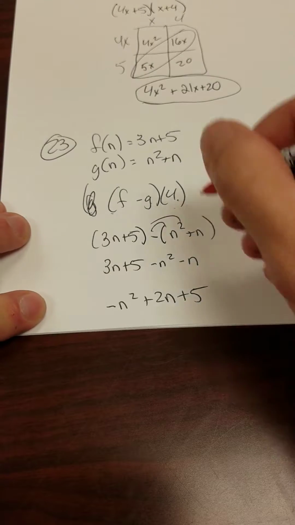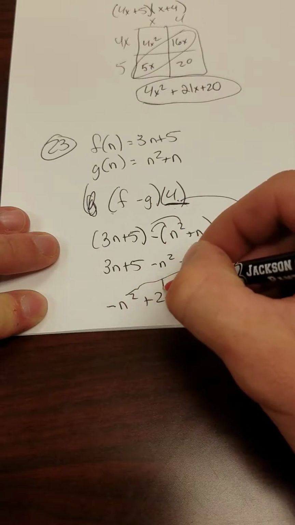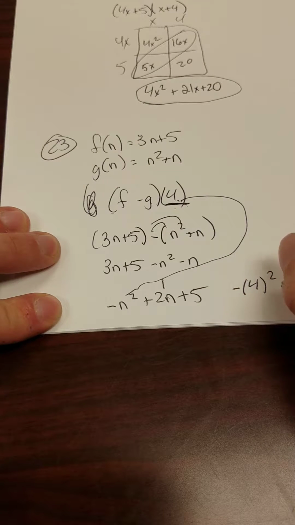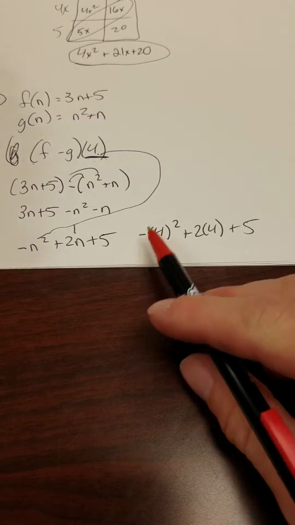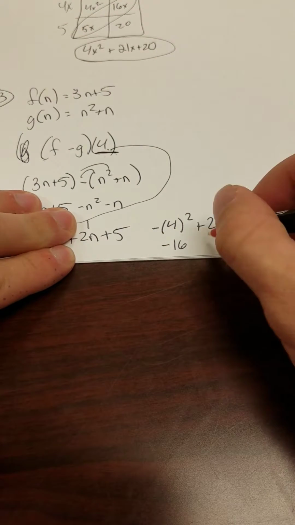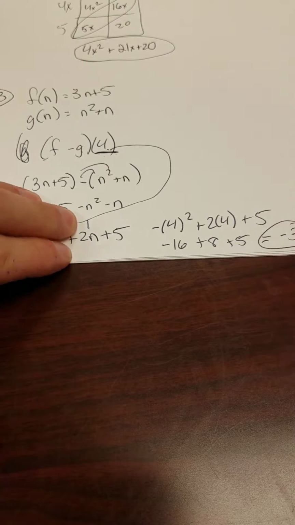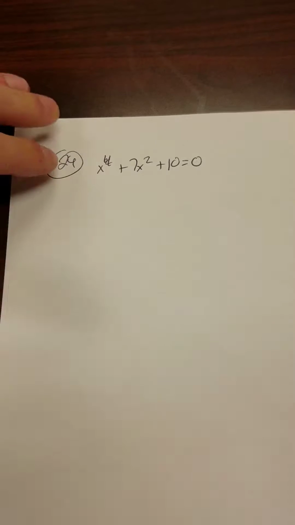Okay, now we're not done. We have to do something with this 4. Take the 4, plug it in for the n's. Negative 4 squared plus 2 times 4 plus 5. Be very careful, you notice where the negative's located. It is on the outside. We are not squaring the negative. So this makes this negative 16 plus 8 plus 5, which makes my final answer negative 3. Okay, so subtract the functions and then plug in 4.